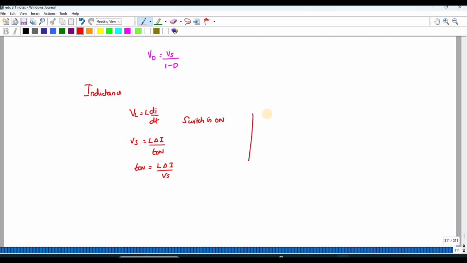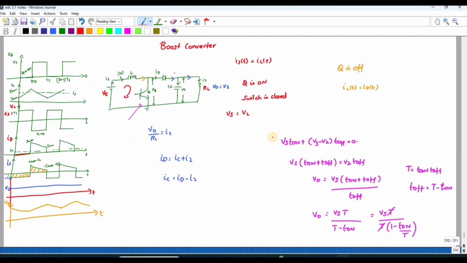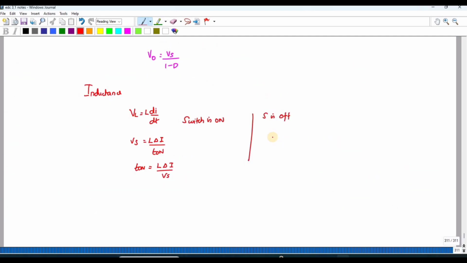So when switch is off, it is Vs minus V2, that is equal to minus L del I by T off. Why minus L? Because it is decreasing. So what is T off? T off is equal to minus L del I divided by Vs minus V2. So we know that T is equal to T on plus T off.